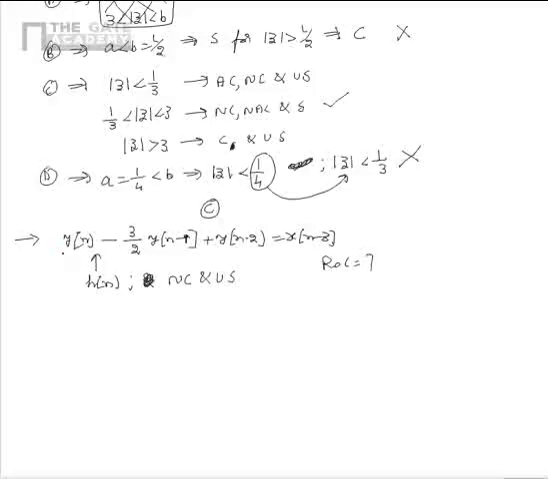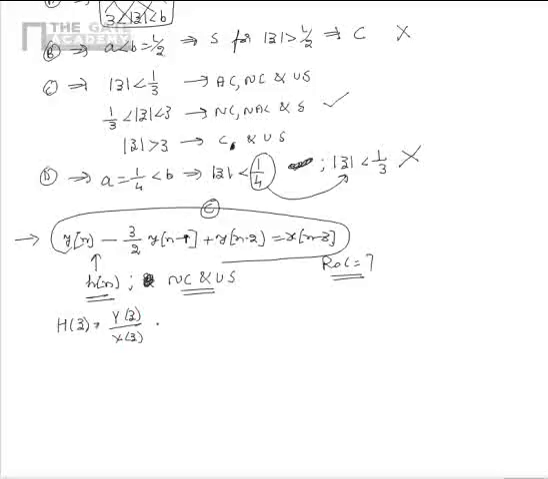So here we see that there is an LTI system with the LCCDE as shown, and the impulse response of the LTI system is h[n]. It's given that the system is non-causal and unstable. We need to find the ROC of H(z). From the given LCCDE, by taking the z-transform on both sides, we can obtain the system function as H(z) = Y(z)/X(z) = z^-3 / (1 - (3/2)z^-1 + z^-2).